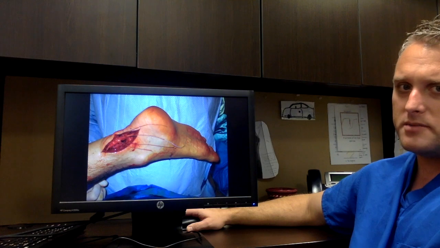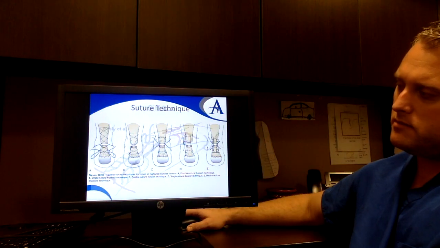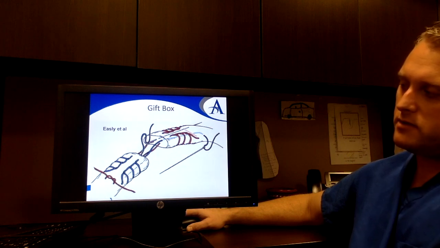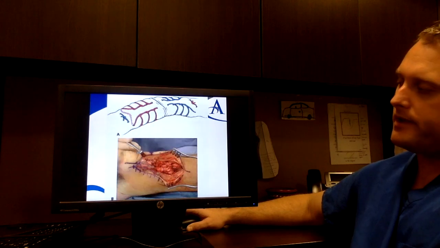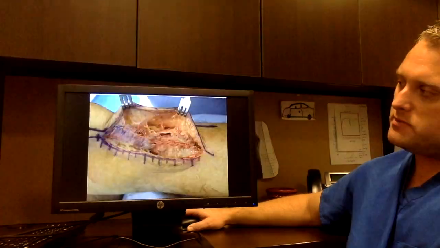After primary repair is completed, there's different techniques you can do. Most docking techniques are pretty strong. I like to use the gift box technique. It gives what's called a rip stop to prevent the sutures from propagating once you've repaired it. Typically, this is how it looks when it's done.